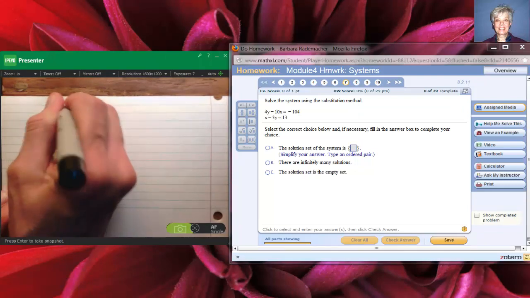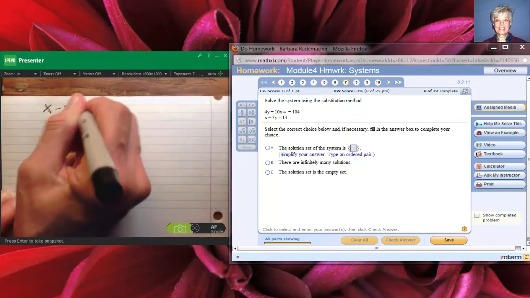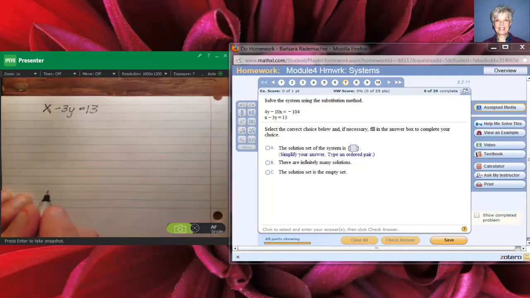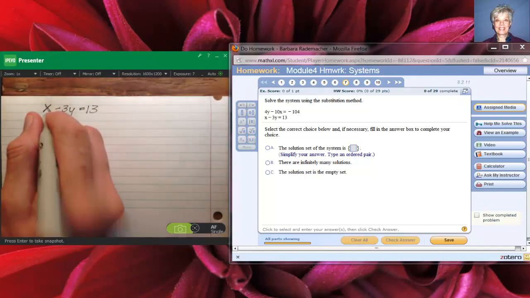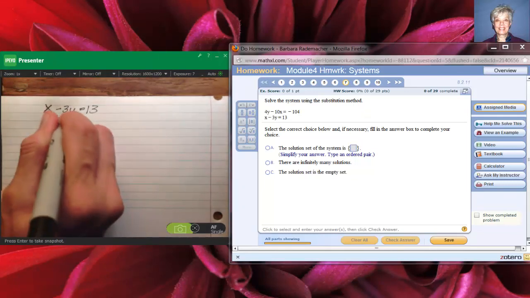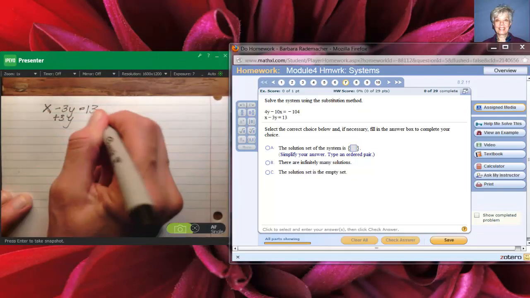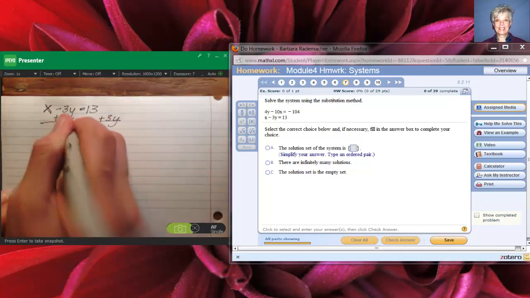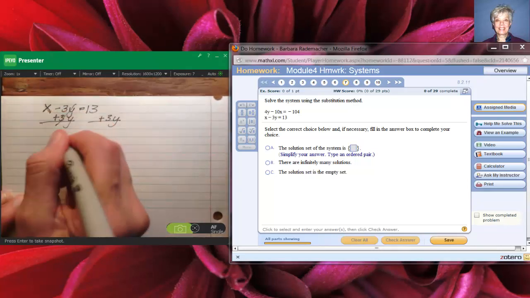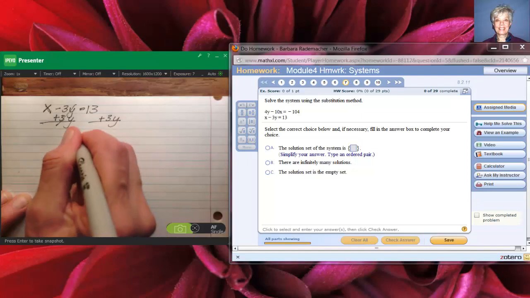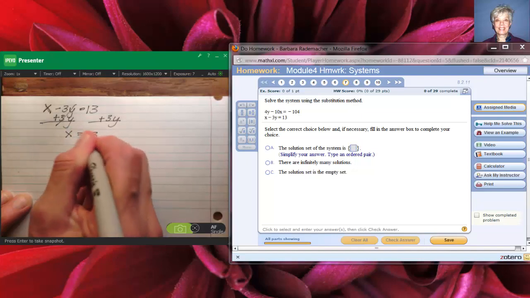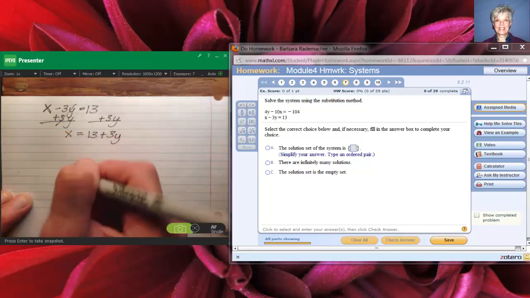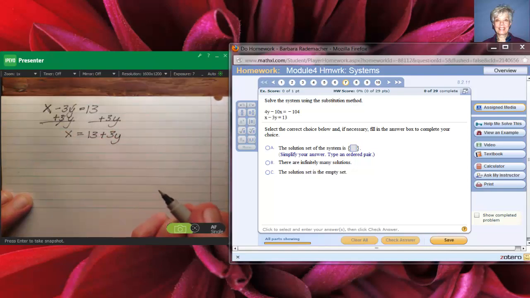I've got x minus 3y equals 13. And so what I'm going to do is solve for x by adding 3y to both sides of the equation. That'll zero out, leaving me with x all by itself. Over here, I'll have 13 plus 3y. Now I have x solved all by itself.